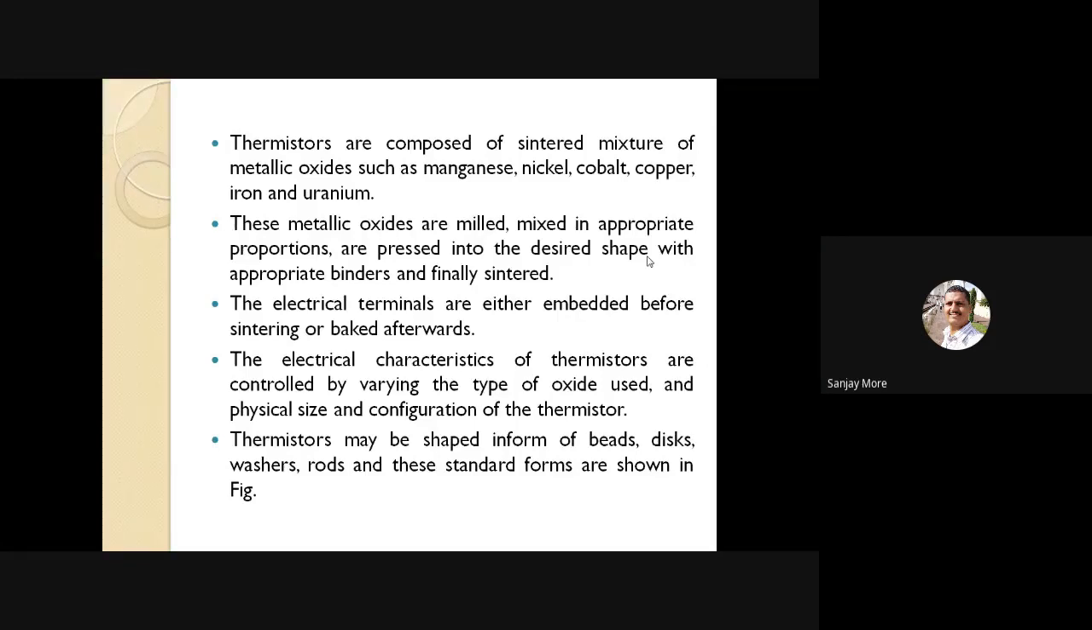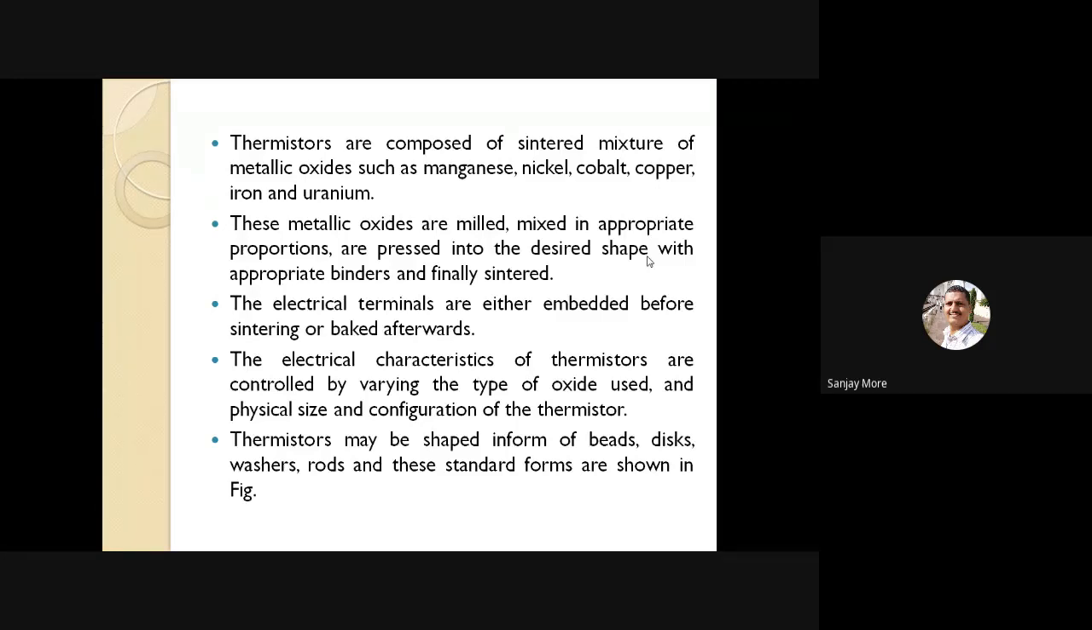Write down. Thermistors are composed of sintered mixture of metallic oxides such as manganese, nickel, cobalt, copper, iron, and uranium.